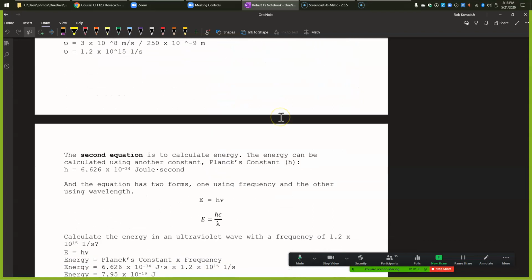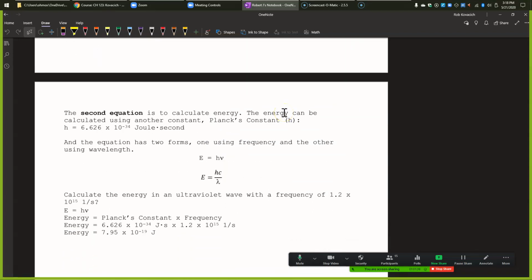The second equation involves energy. If I want to know the energy of a particular wavelength of light, I can use Planck's constant, and this is it. I take that 6.626 times 10 to the negative 34 joules times seconds, and I can calculate the energy based off of either straight frequency or using the speed of light and the wavelength.